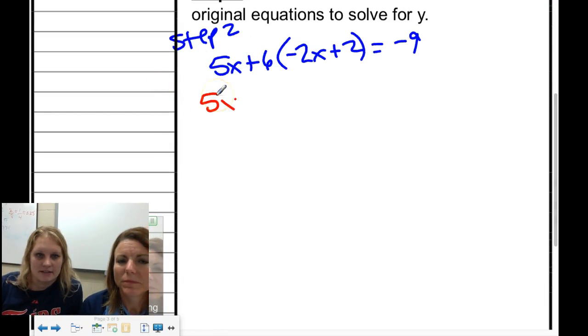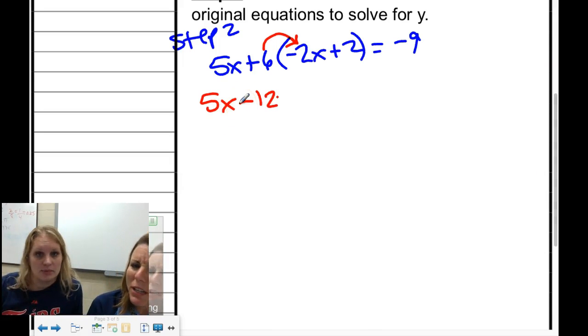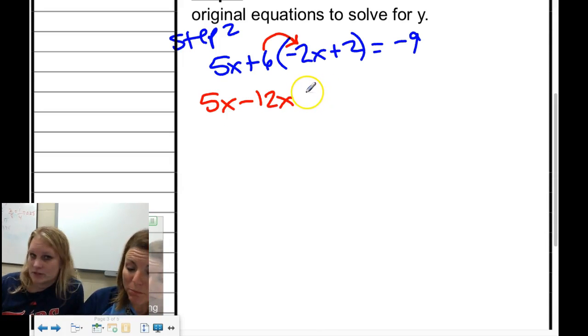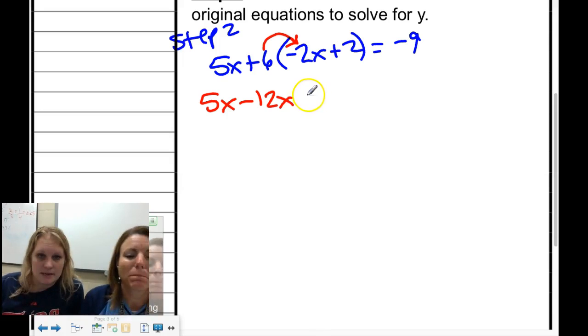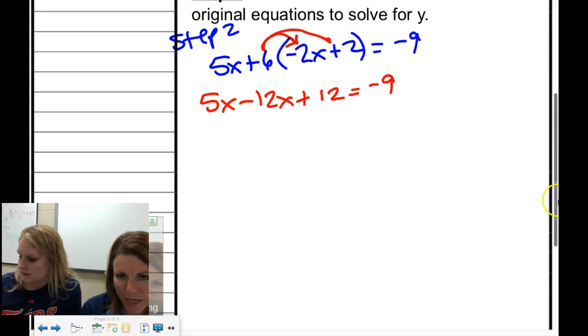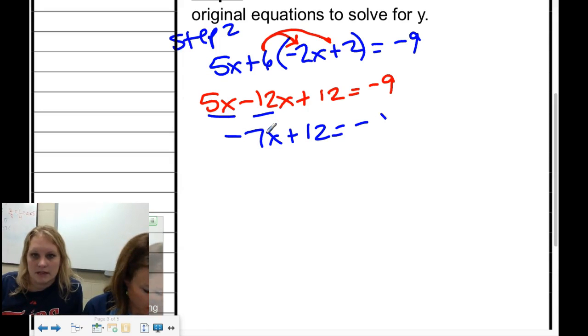I have my 5x, plus. Well, this is actually going to change it to a negative 12x, so I'm going to quick erase that and make it a minus 12x. But what if someone didn't want to do that and they had a plus? Could they have then done plus negative 12? Same thing. And then a 6 times a 2 is a plus 12, equals negative 9. Again, clean it up. So I've got a negative 7x plus 12 equals negative 9.